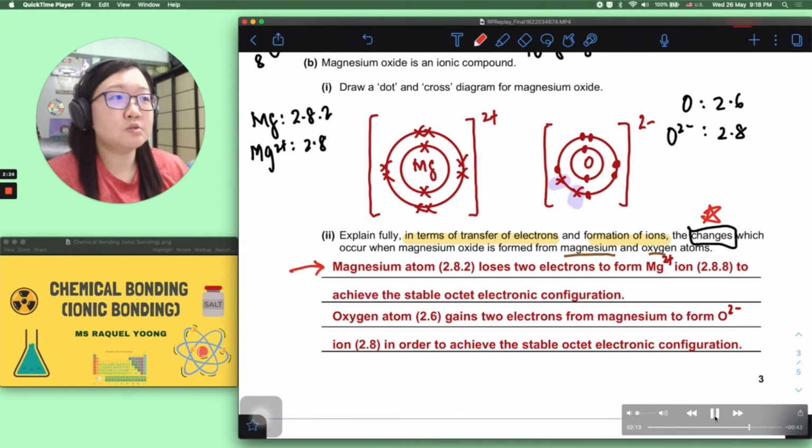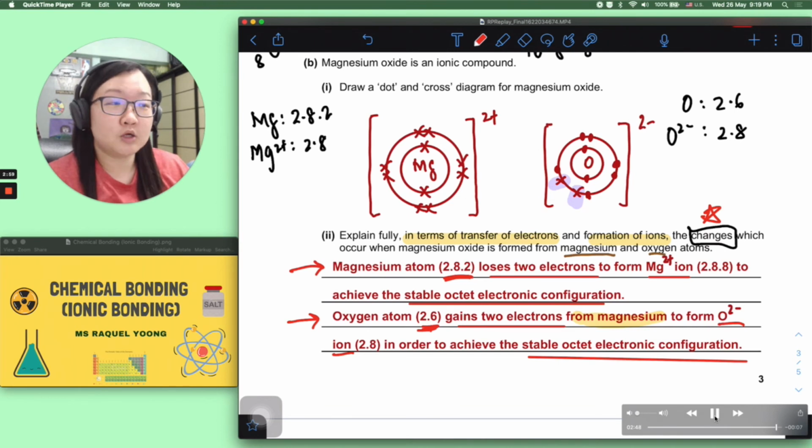So I talk about the metal component first. Magnesium atom with the electronic configuration of 2.8.2 will lose the 2 valence electrons to form Mg2 plus ion. This is so as to achieve the stable octet electronic configuration. The non-metal, on the other hand, oxygen, with an electronic configuration of 2.6, will need to gain 2 electrons from magnesium, from the metal, to form the O2 minus ion in order to achieve the stable octet electronic configuration again.